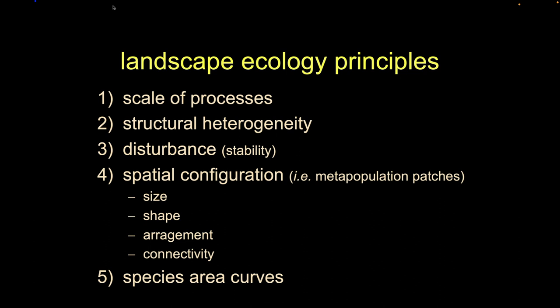And then really key is not just is there heterogeneity, but how are those elements in the landscape physically oriented to one another? So how are they configured in the real world? And this will come up particularly when we talk about metapopulation dynamics after today. Examples of spatial configuration in terms of, say, a patch would be how big it is, the shape it is, are they daisy chained out, or are they sort of in a halo around a core area, that type of stuff. And then how easily can critters move between those patches? These are all aspects of spatial configuration. And then another key one, especially for island biogeography, is this fundamental idea of species area curves, as you guys have been reading about.